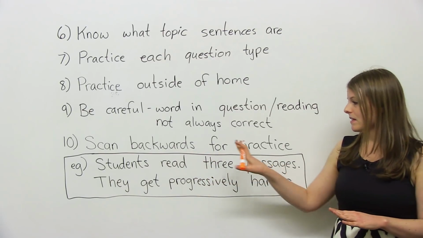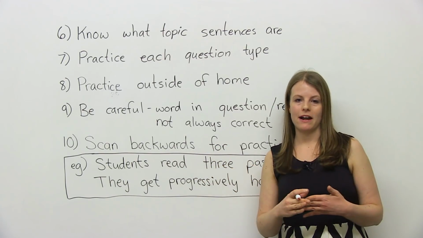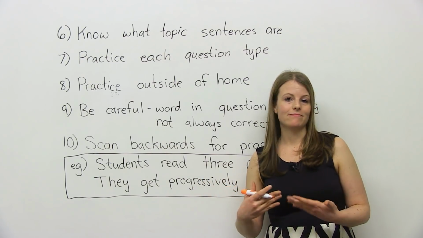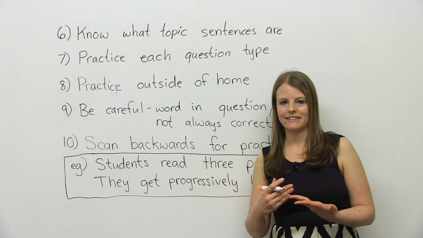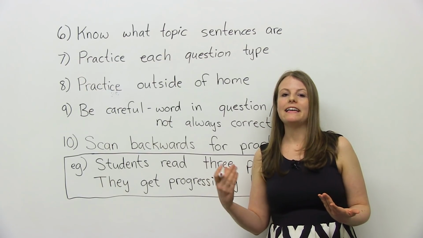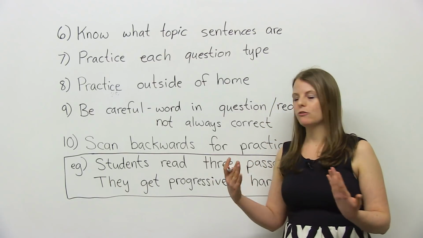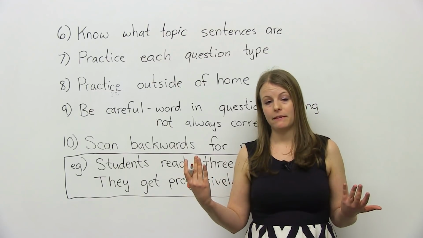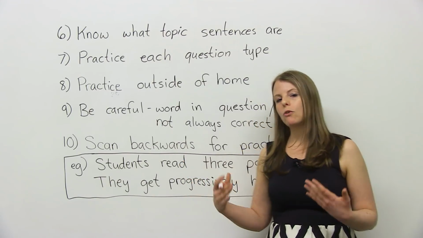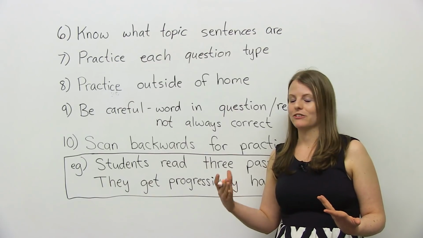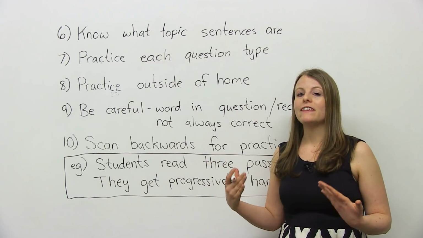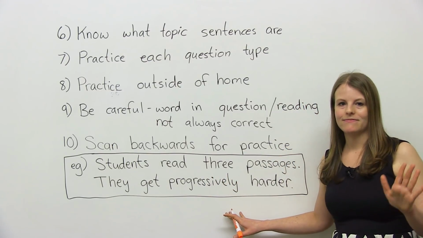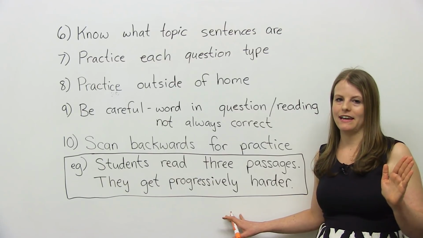Number 10. Okay, this is something we're going to practice together now. It's good to practice skimming and scanning in general for the reading test. Scanning is where you use keywords and you just quickly look through the passage looking for a specific word or a specific piece of information. Okay? So one way to get good at scanning is to scan backwards. Now, how would I do this? Okay, I'm going to ask you a question. How many passages are on the IELTS?